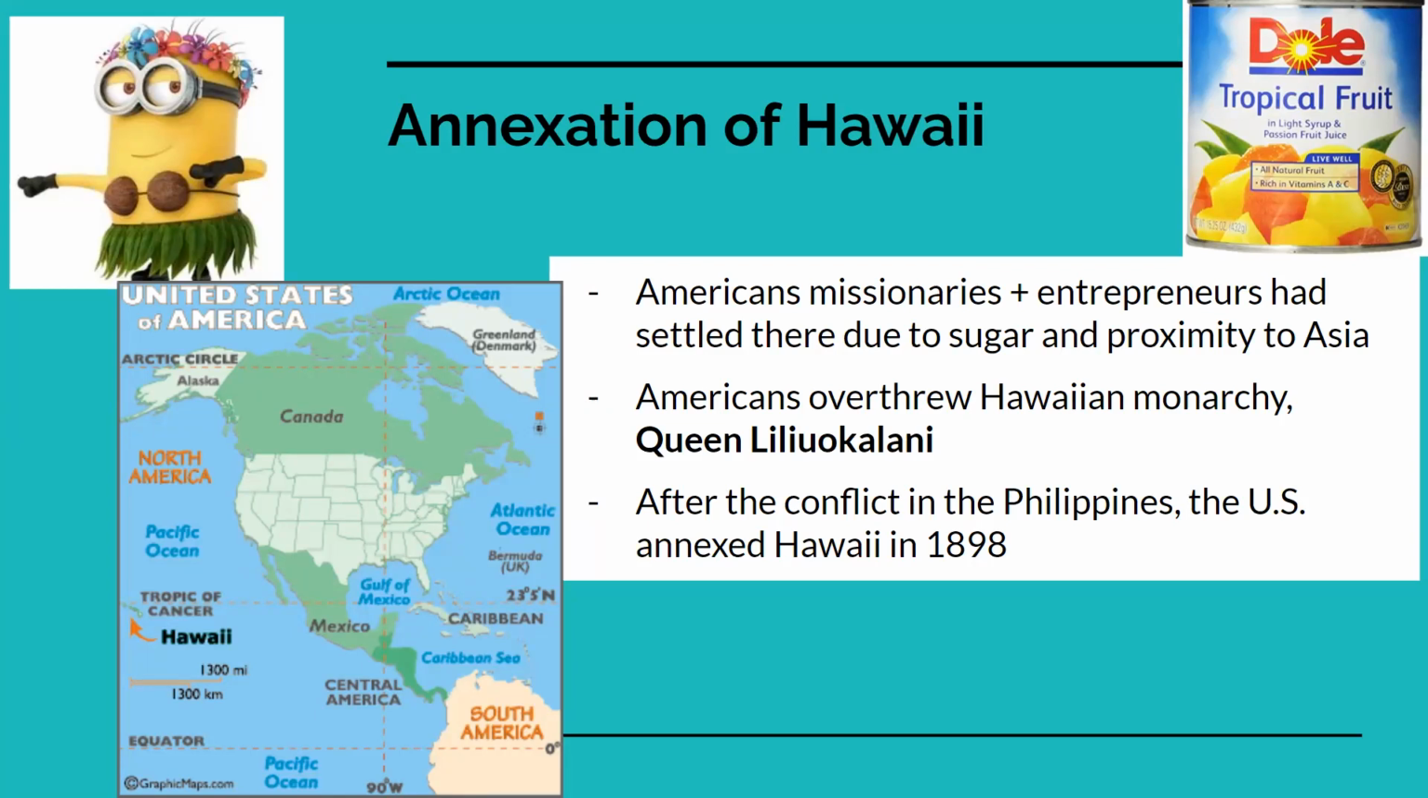And so initially there was a diplomatic reach out to annex Hawaii, but obviously they're going to refuse. They want to maintain independence, until Americans launch a hostile takeover and overthrow the last Hawaiian monarch, Queen Liliuokalani.